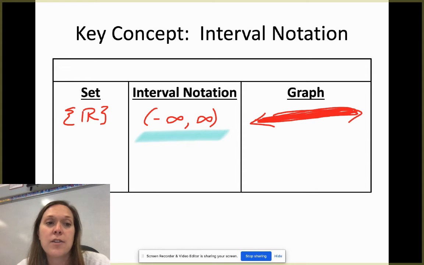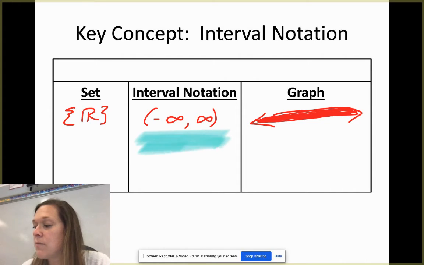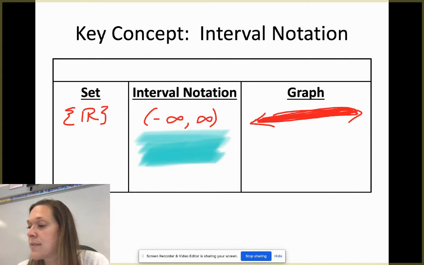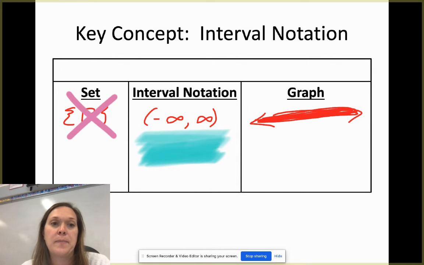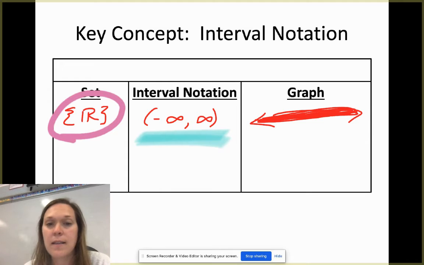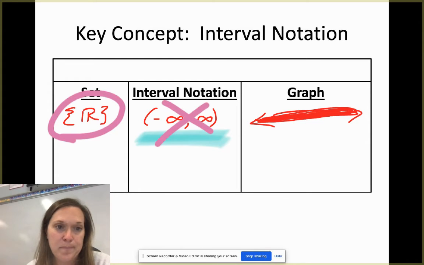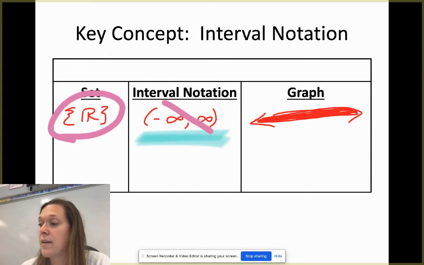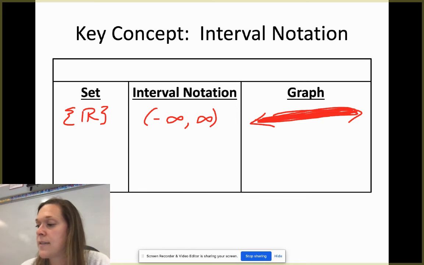That's your interval notation. Okay, so when you are solving an inequality and your answer is all real numbers, you should be writing your answer like this and not like that. Okay, if you're solving equations, then you can write your answer like that and not like that. Okay, so you got to be aware of what the task is at hand.